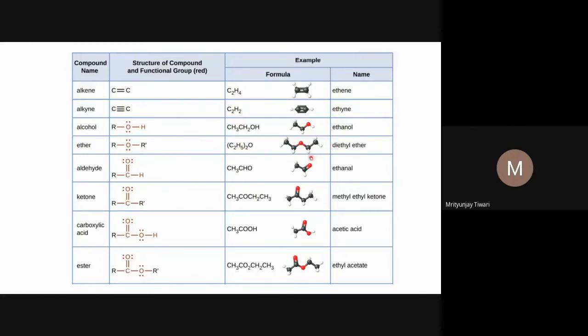This is diethyl ether. This is ethyl and this is ethyl. This is a common name that we have written here. So this is diethyl and ether. And the IUPAC name that we write, this RO group we call alkoxy.